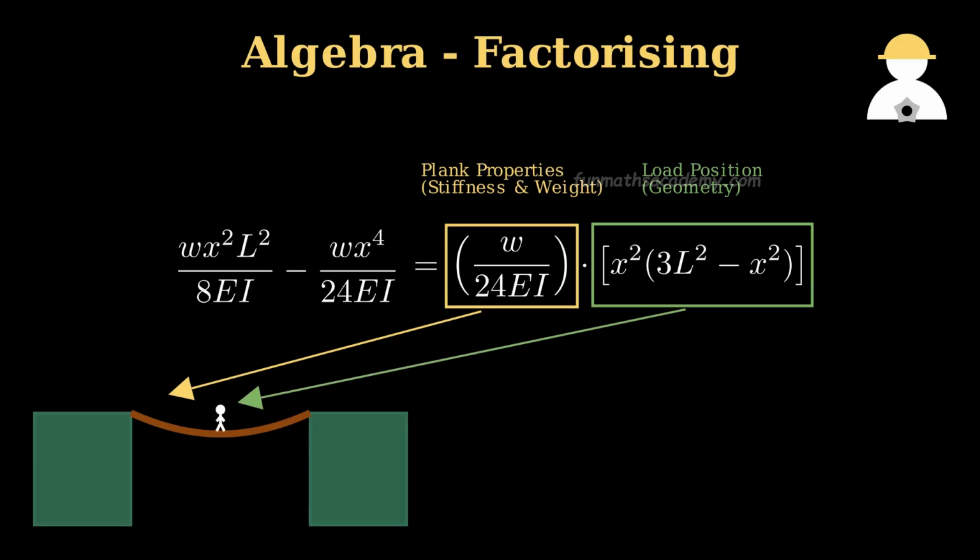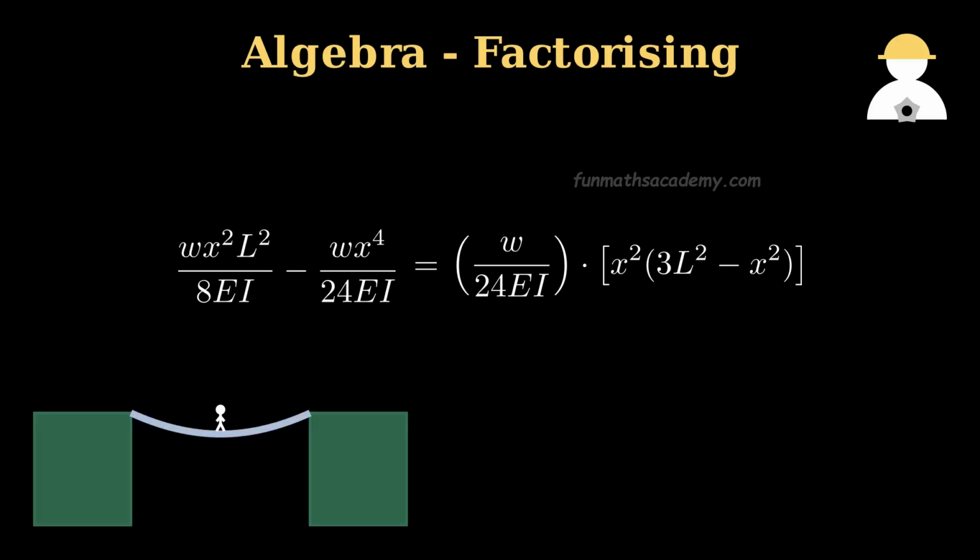By factoring out the common pieces, engineers don't have to start from scratch every time. If they want to build the same bridge out of steel instead of wood, they just swap out one piece of the factored math. Factoring helps us break complex real-world problems down into the most basic building blocks.